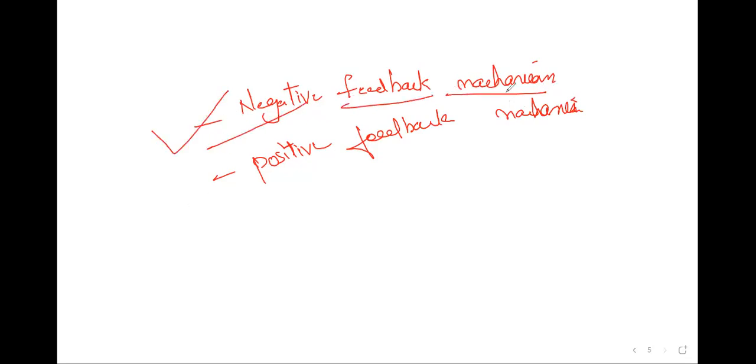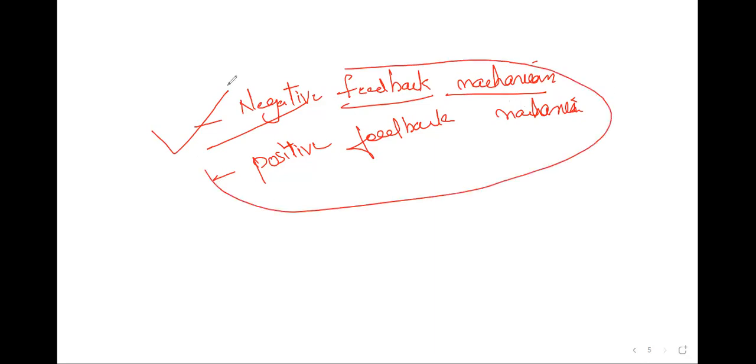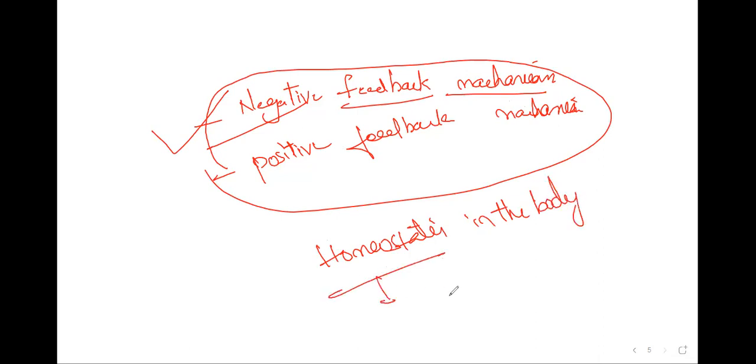Now we will talk about the negative feedback mechanism. What will happen in the negative feedback mechanism? This mechanism is needed to maintain homeostasis in the body, meaning balancing in the body. Homeostasis means equilibrium of the body, balancing of the body. Now we will talk about the negative feedback mechanism.